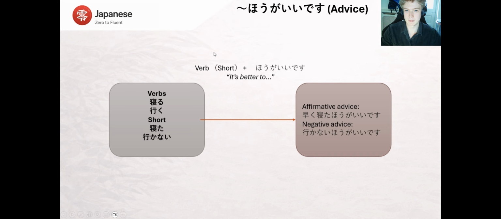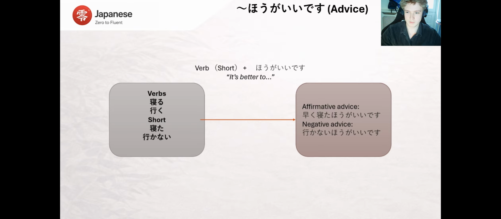Moving on. ほうがいいです. Okay, so this is how you would give advice to someone, or you could say it's better to do this. You would use the short form of the verb in any tense, negative or affirmative. Doesn't matter, just as long as you're using the short form. And you would add ほうがいいです. This just means it's better to do something. So I have 2 verbs which I would like to change up in custom ways. So we have 寝る, which is to sleep, and 行く, which is to go.